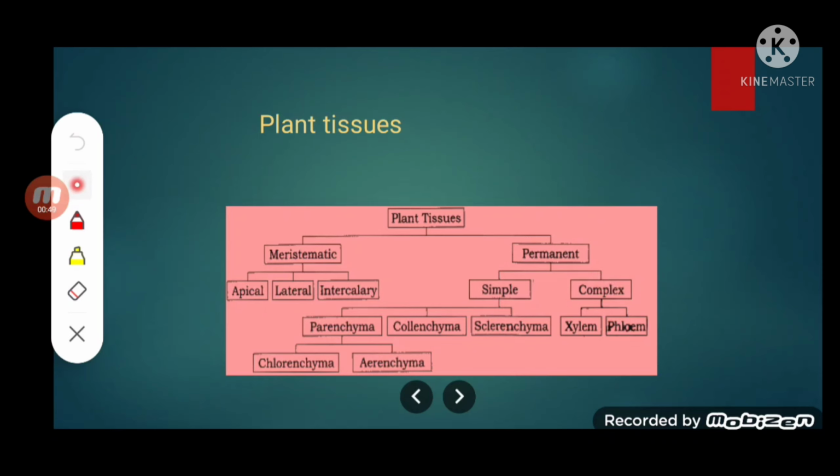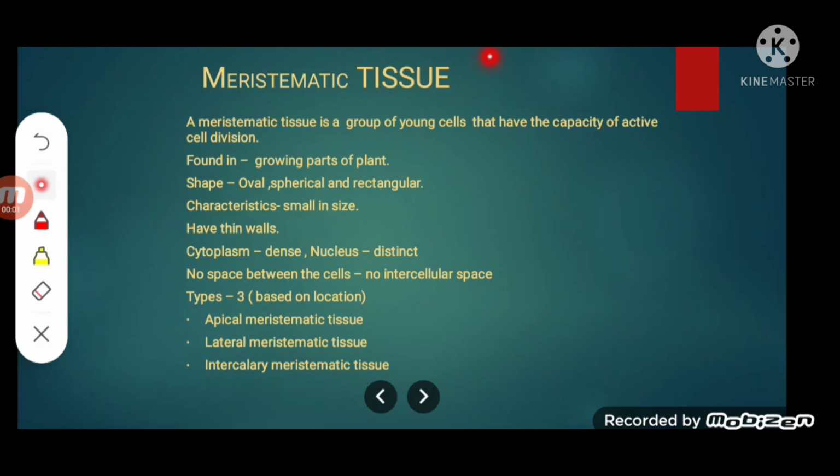In this video, we are not going to discuss the permanent tissues. We are going to discuss only meristematic tissues. So let us begin. In our other videos, we will discuss permanent tissues. So basically, what is meristematic tissue? A meristematic tissue is a group of young cells that have the capacity of active cell division, and they are found in growing parts of a plant.